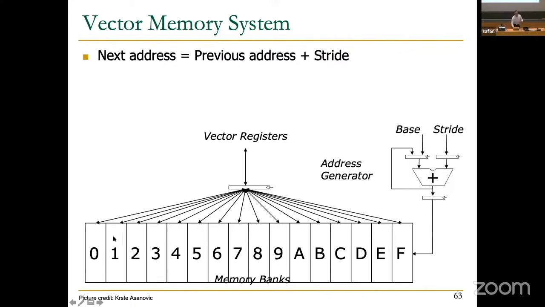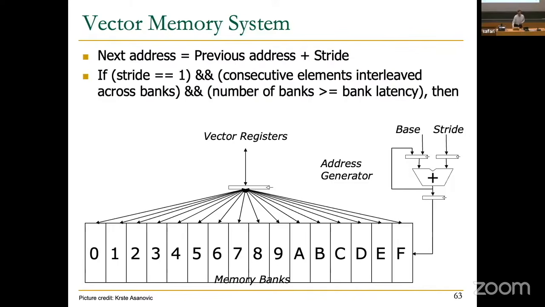Hopefully, it's 1, let's say. That goes to this bank. In the next cycle, you increment it by the stride. That goes to this bank. And then this bank, this bank, this bank. So consecutive accesses go to consecutive banks. As a result, you can sustain one memory access per cycle and one element per cycle. But this, of course, requires what I just formalized over here, right?